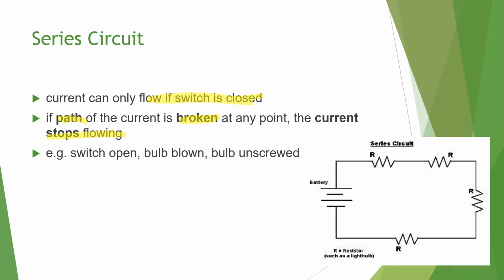So in a series circuit, there's only one path for electrons to flow. If the circuit's broken anywhere, so if you have an open switch or a light bulb's not working, then the current is going to stop. There's going to be no flow of electrons or electricity. Examples of this would be an open switch, a bulb being blown, a bulb being unscrewed.